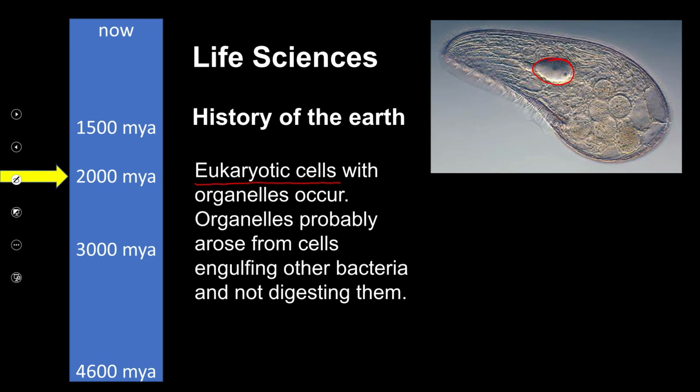But the important thing is they also had organelles. Okay, and here are some of the organelles in this particular unicellular organism. Scientists think that organelles probably arose when cells engulfed other bacteria and did not digest them, and the other bacteria kept on living inside them and helping them to survive.